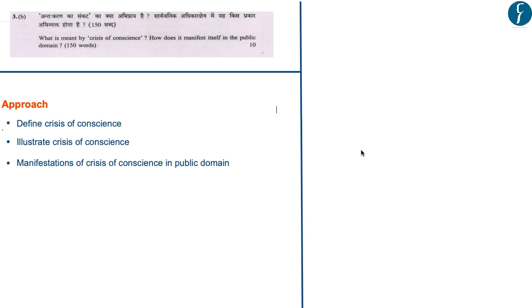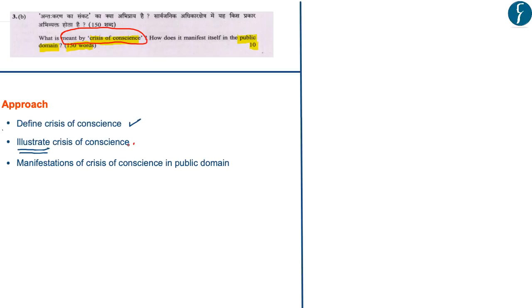Now, as I have already mentioned, this question is fairly straightforward in that the examiner is demanding you to write what is meant by crisis of conscience and how does it manifest itself in the public domain. This answer shall be written in 150 words as it is for 10 marks. Since this is a straightforward question, the approach to write this answer will be fairly simple. We need to define what is crisis of conscience to begin with and illustrate it, as the examiner is looking for your understanding of crisis of conscience when he says what is meant by crisis of conscience.